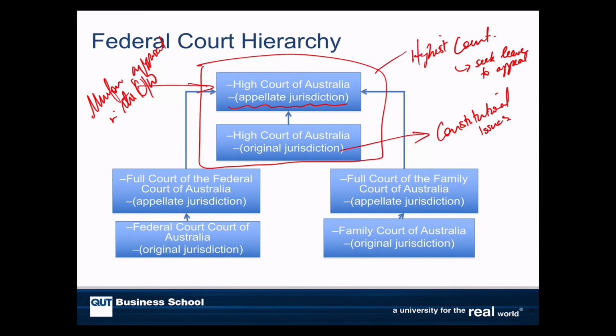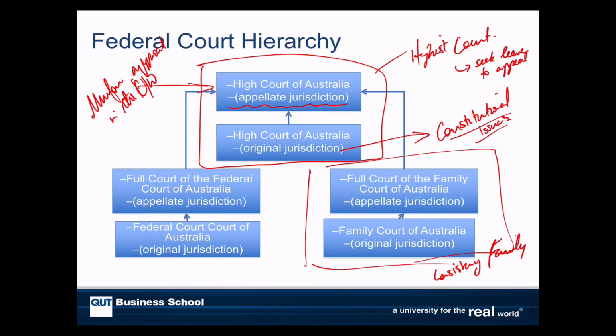Okay, so that's the High Court. It has a limited original jurisdiction about constitutional issues. However, it is the ultimate court of appeal that unifies all the different hierarchies in Australia. Now, we also have two other court hierarchies. In order to get a consistency of family law in Australia, and because it's such a specialised area of law involving families and the health and well-being of young people, there's a specialised court system for family court, for divorces, custody battles, and those kinds of things.